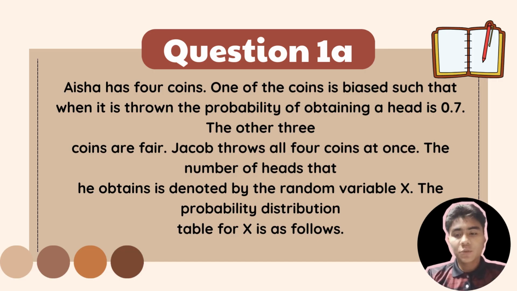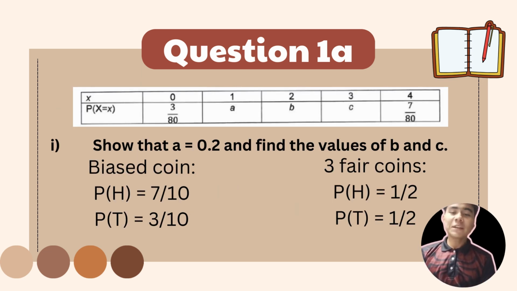I will be explaining the questions for experiment 1. Question 1a. Aisha has 4 coins. One of the coins is biased such that when it is thrown, the probability of obtaining a head is 0.7. The other 3 coins are fair. Jacob throws all 4 coins at once. The number of heads that he obtains is denoted by the random variable x. The probability distribution table for x is as follows. 1. Show that a equals 0.2 and find the values of b and c.